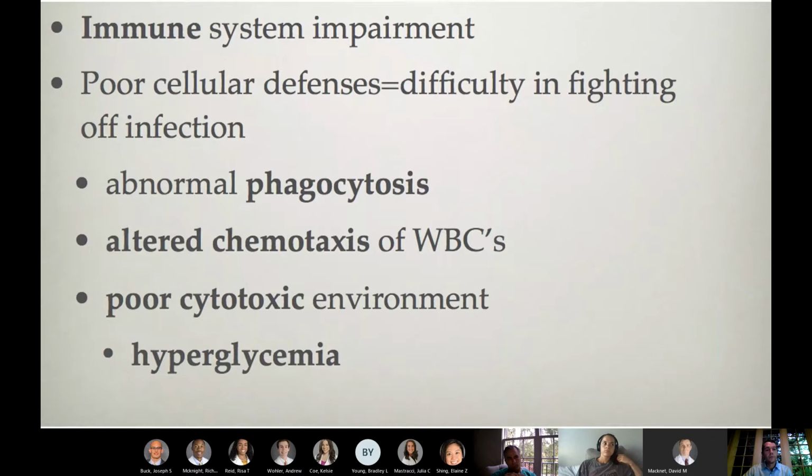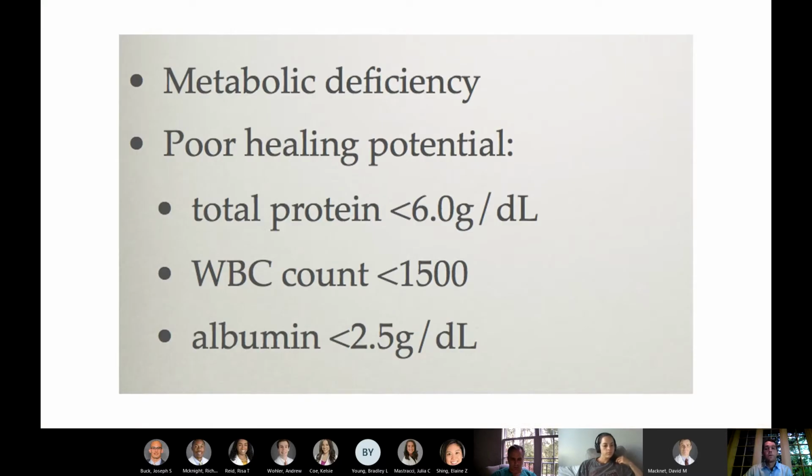We talked about the immune system impairment. White cells, their chemotaxis is altered, and in the environment of hyperglycemia, it's also a poor cytotoxic environment. So in addition to an A1C less than 7, what we care about is total protein and albumin levels.